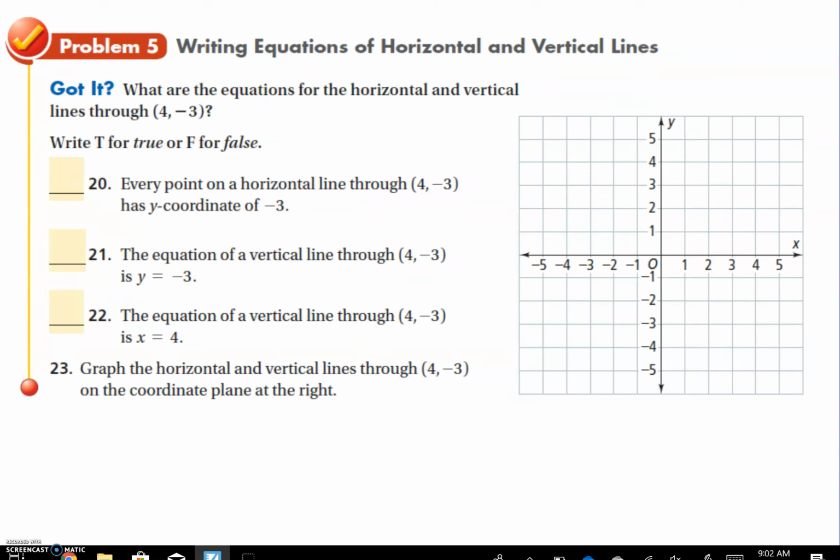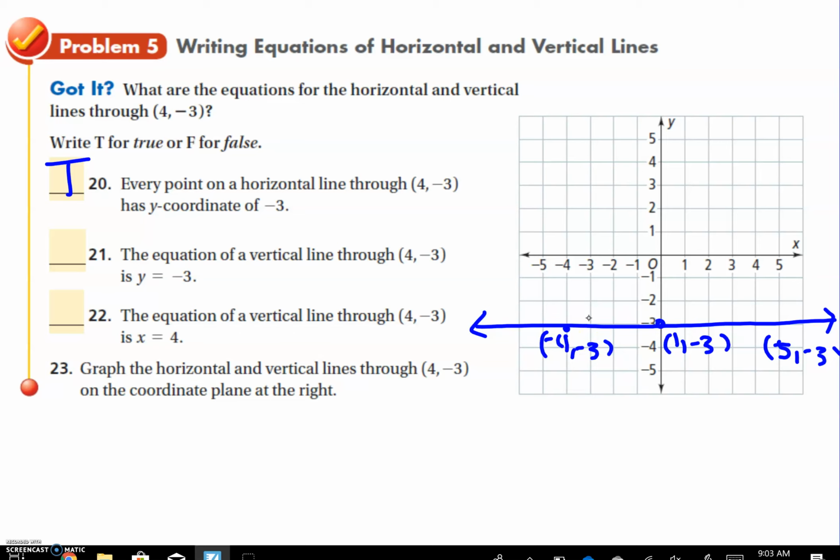Okay, what are the equations for the horizontal and vertical lines through 4, -3? Right, true or false? Every point on a horizontal line through 4, -3 has the y coordinate of -3. That is true. So if I graph the horizontal line at y equals -3, it's down here. Right? And every point on this line is 0, -3, 1, -3, 5, -3, -4, -3.